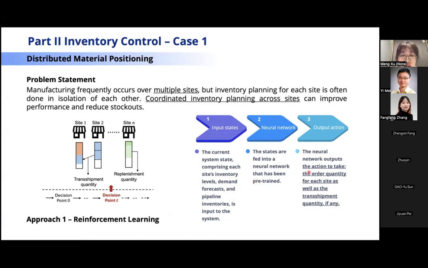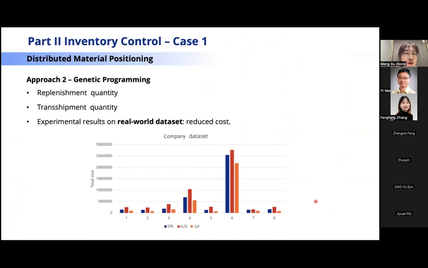And finally, for the actions, we provide a set of selections, including the replenishment quantity and the transshipment quantity. But the limitation of this action space is that we need to do some tests at the beginning to get the general range of well-performing selections. And we also test our genetic programming method on this problem.